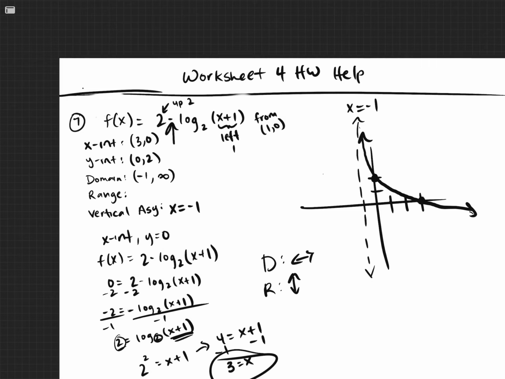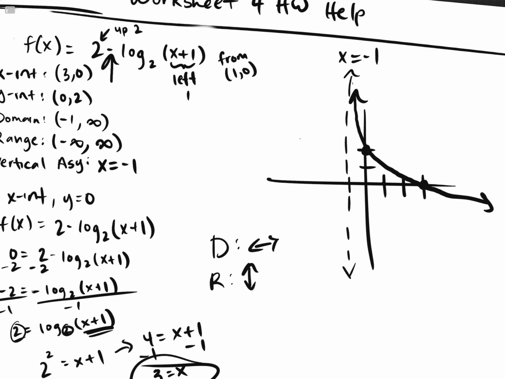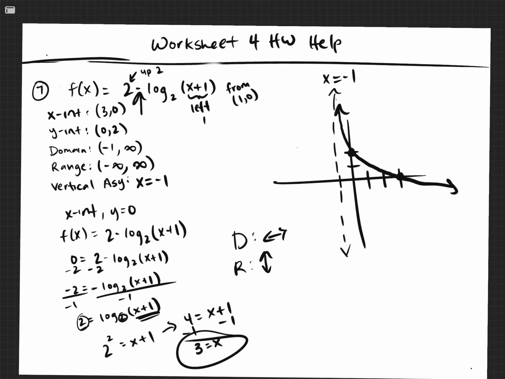Range is how far down to how far up does it go. Again, this graph is going to go down slowly forever. So our starting point for our range is negative infinity. The highest point it reaches, that's going to keep shooting up forever, so to positive infinity.